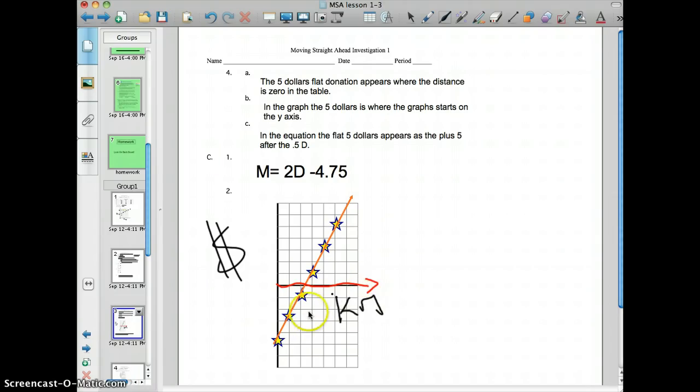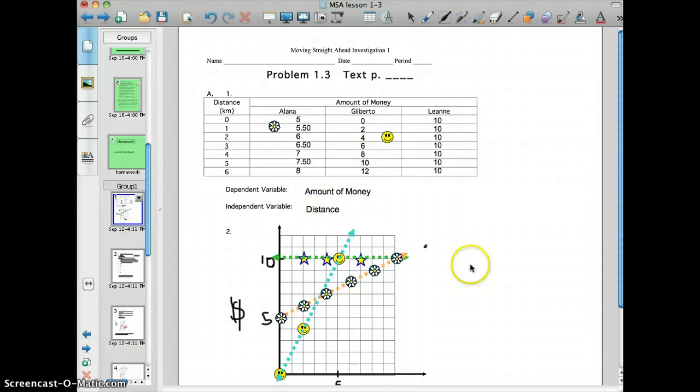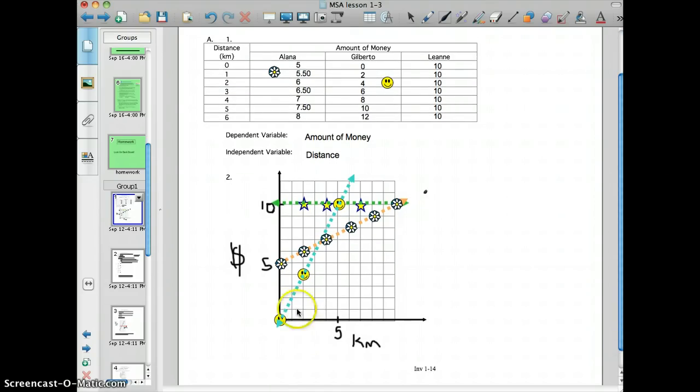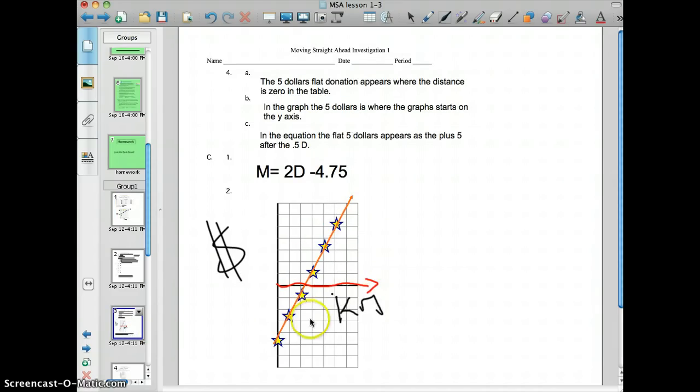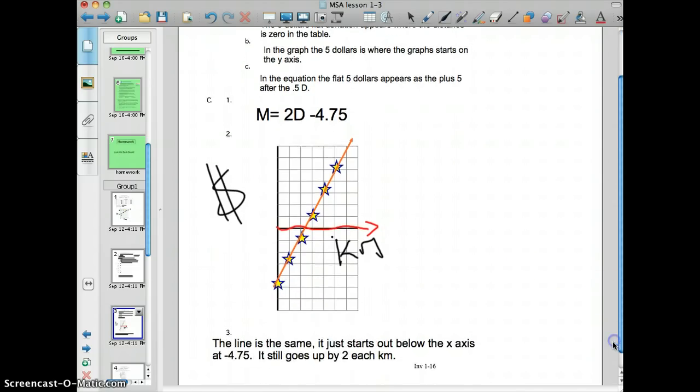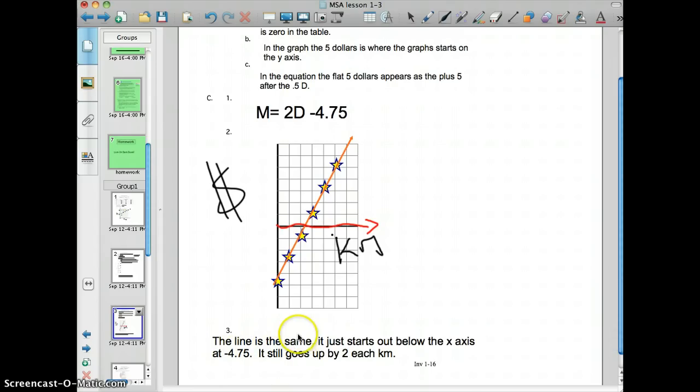And if you look at his graph and compare it to the other graph here, none of these graphs start below that x-axis here. None of these graphs, Gilberto starts at (0, 0) and moves up. But with Gilberto, if he decides to buy t-shirts, he's going to start below the $5 mark, okay?